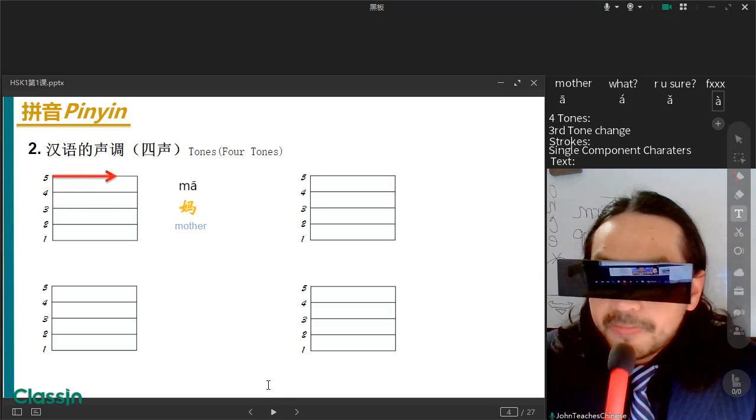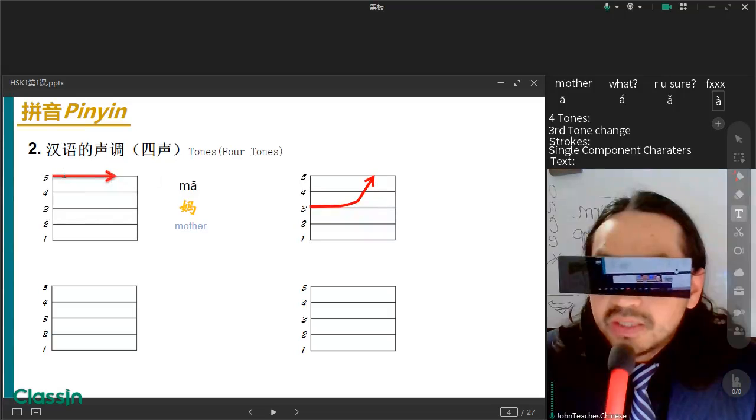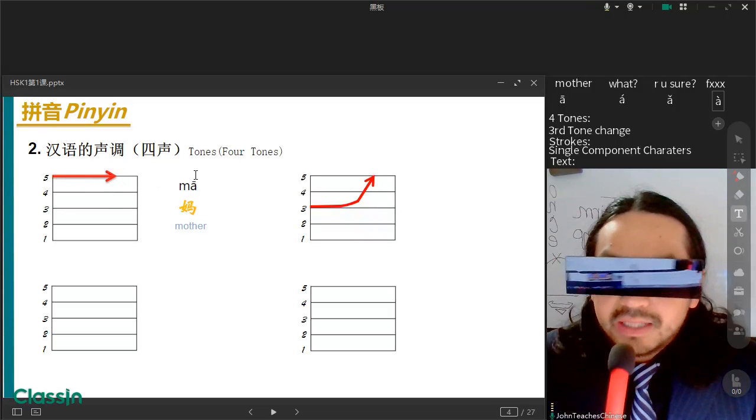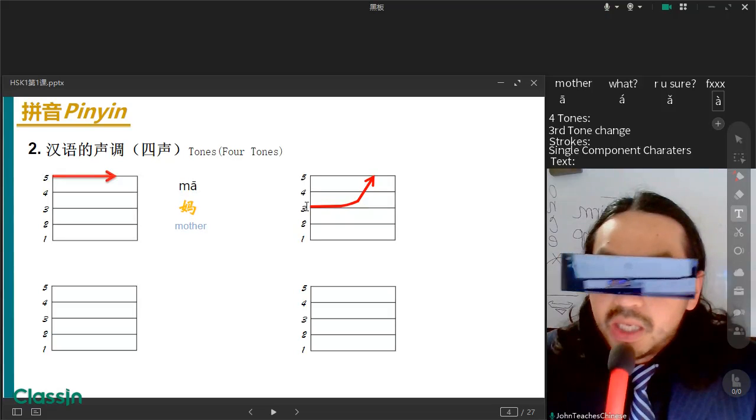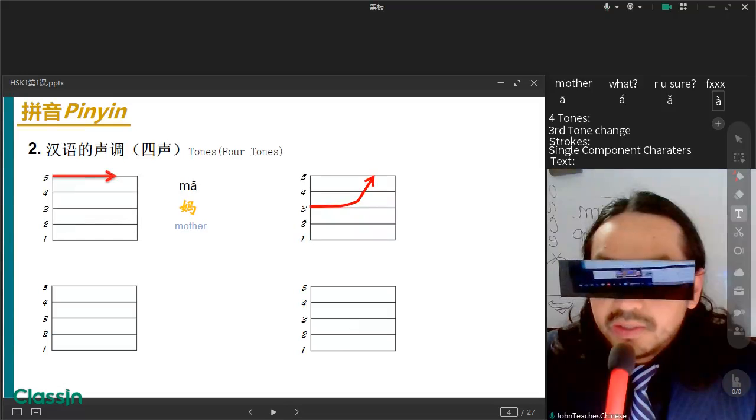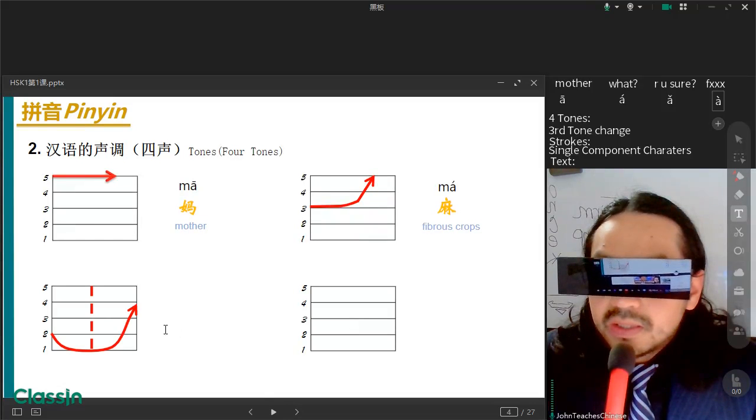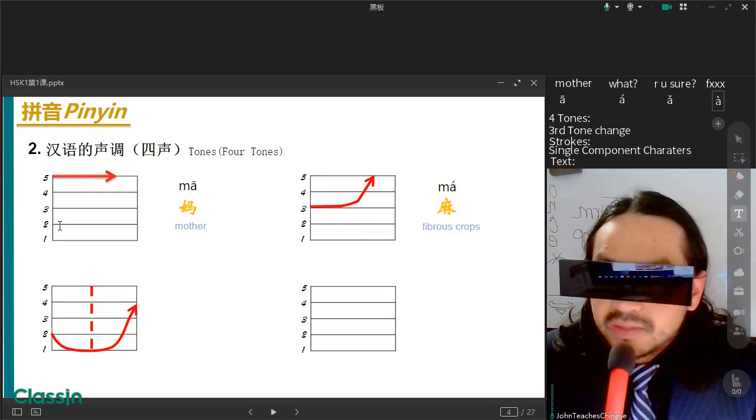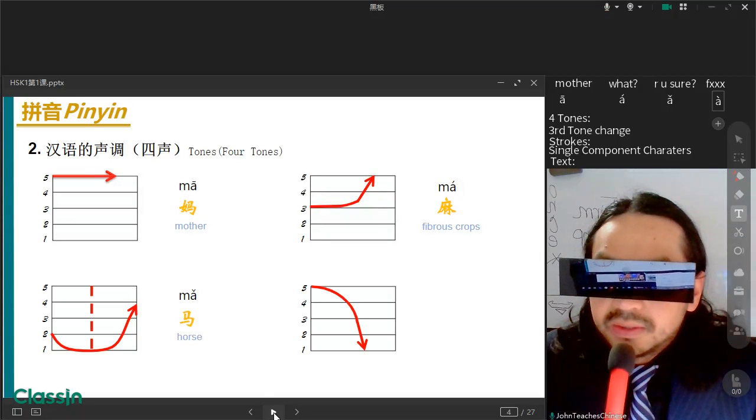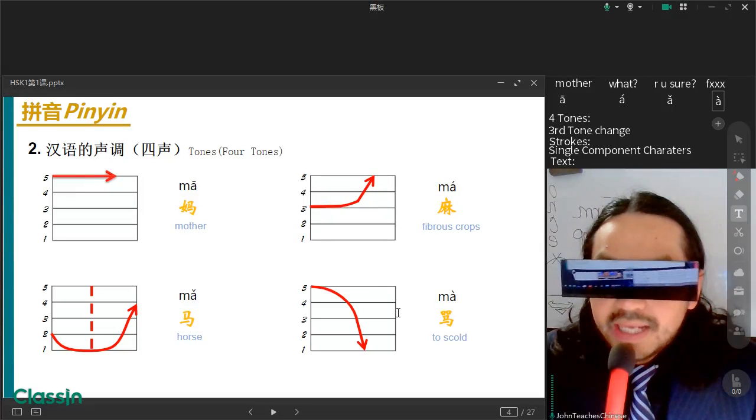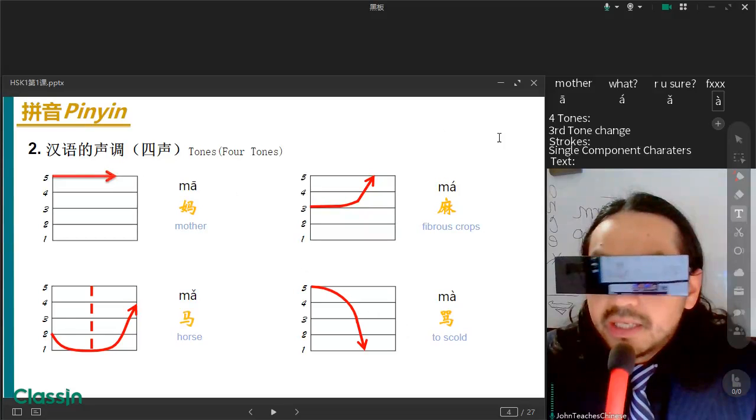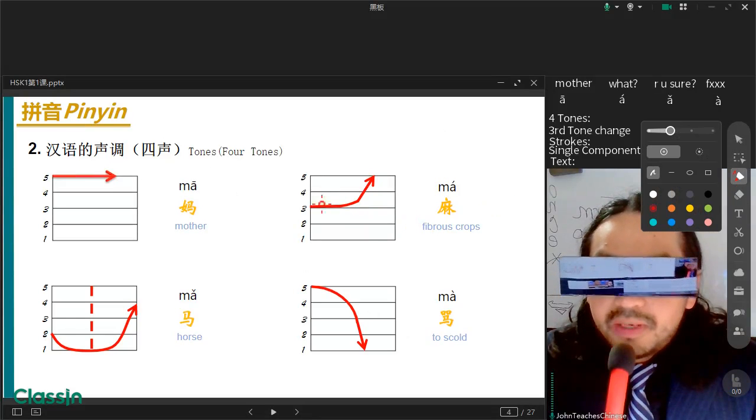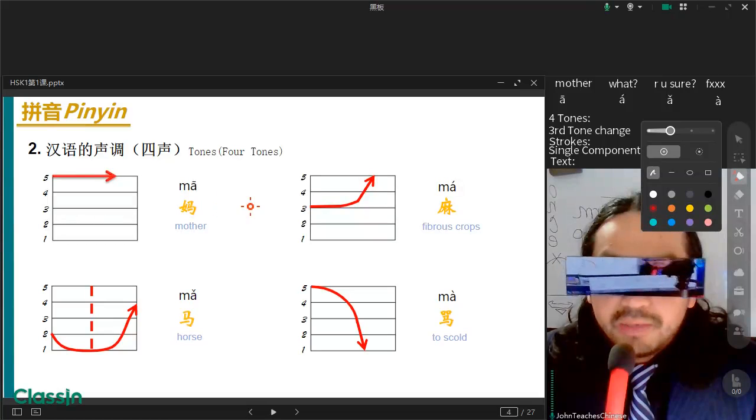First tone, or tone 1. Second tone. As you can see, the first tone is flat or plain. The second tone has a rise. The third tone first drops a little, then rises again. The fourth tone is like a drop. Here you do not need to remember most of it. You follow my words.